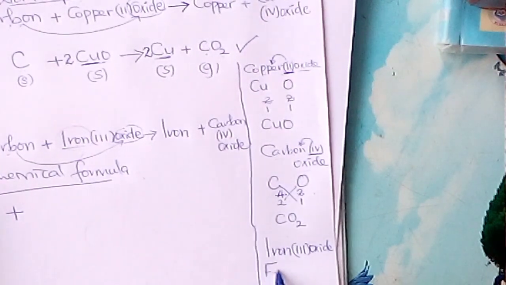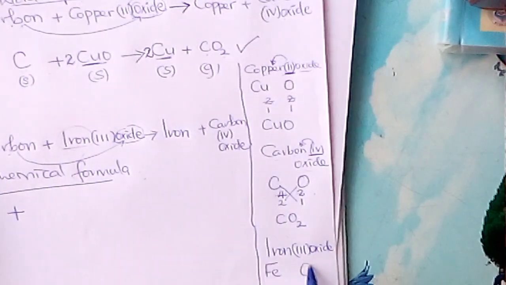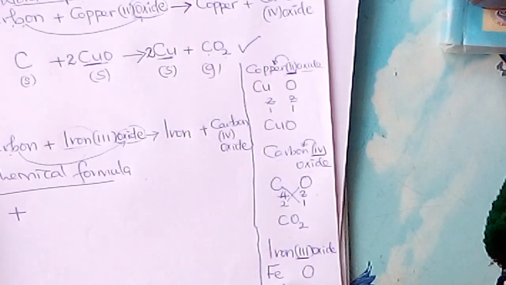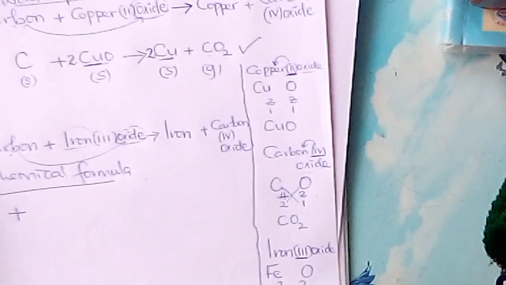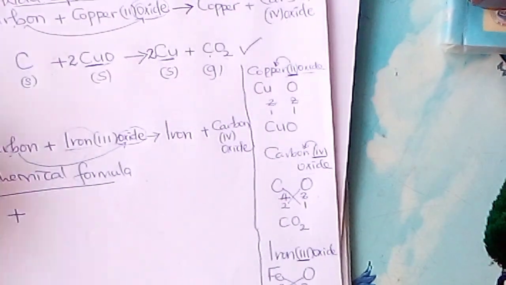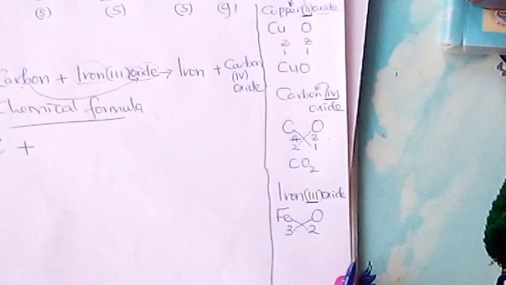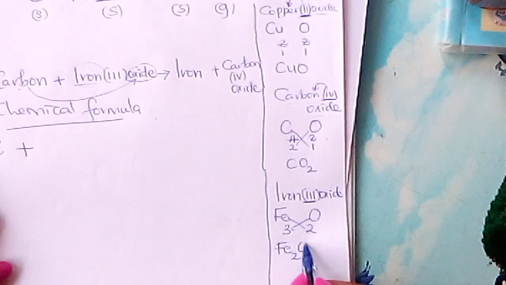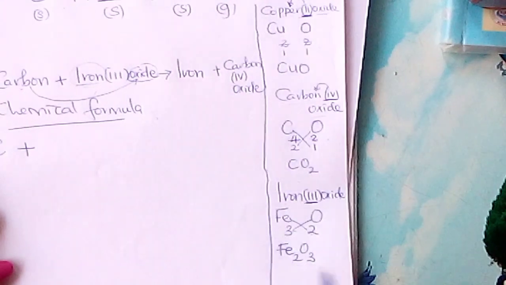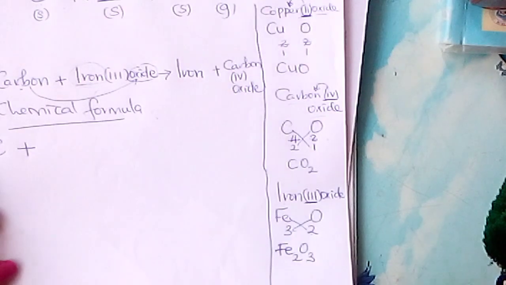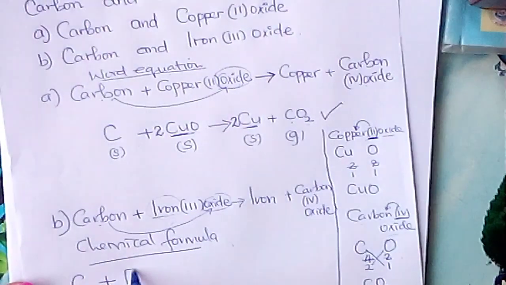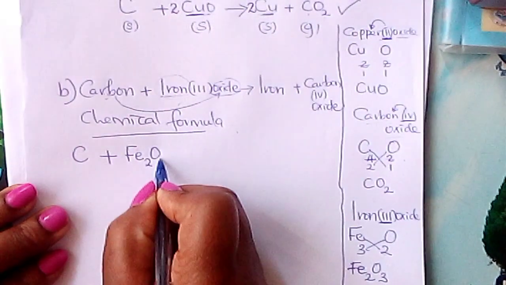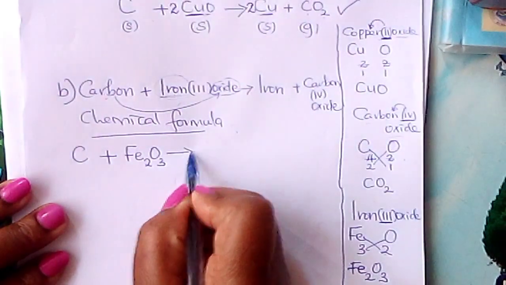Iron 3 oxide, Lana. Iron is Fe. You should master these symbols. Oxygen is O. The valency for iron is 3, Lana. And then oxygen is 2. Cross multiply, Lana. Cross multiplying, you get Fe2 and oxygen 3. This is the formula of iron 3 oxide. You come and fix it here, Lana. Fe2O3. Like that. You fix your arrow, Lana.